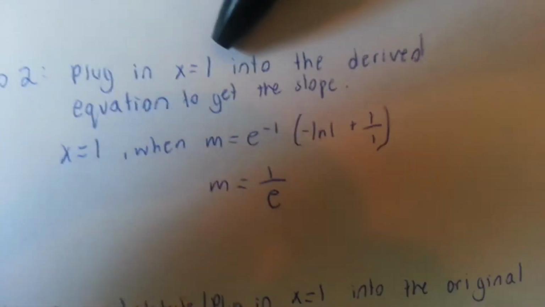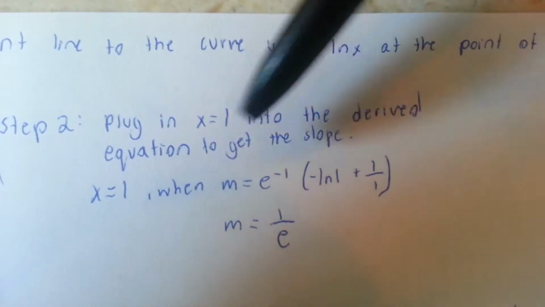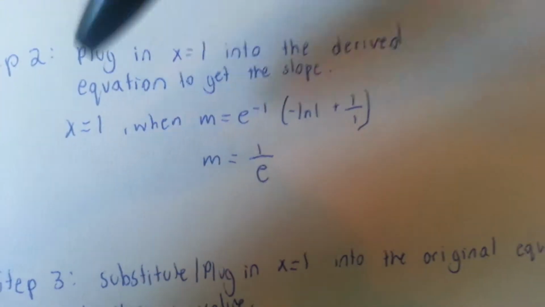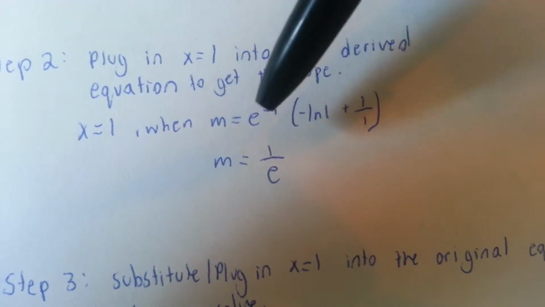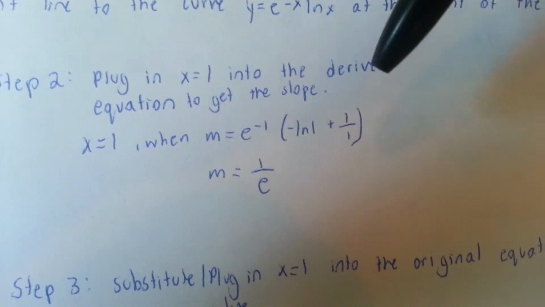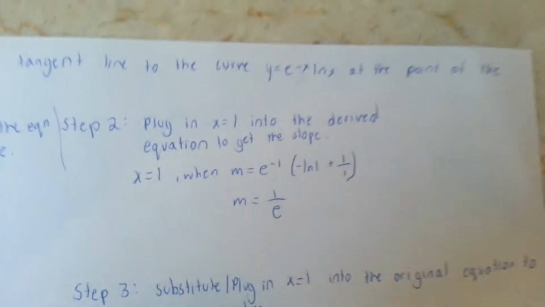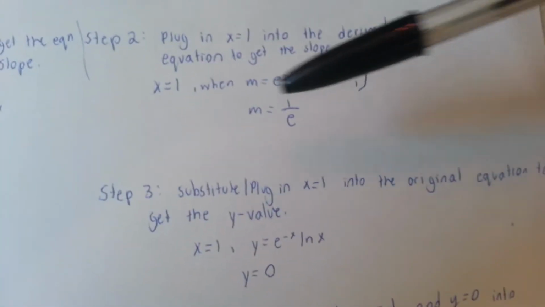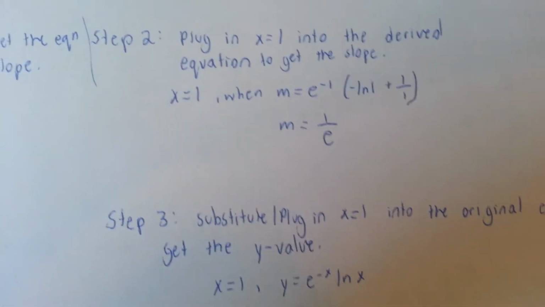We have to plug in x is equal to 1 into the derived equation to get the slope. So when x is equal to 1, m is equal to e to the negative x, negative ln of 1 plus 1 over 1. So I did that with my calculator and I got the slope, which is m is equal to 1 over e.